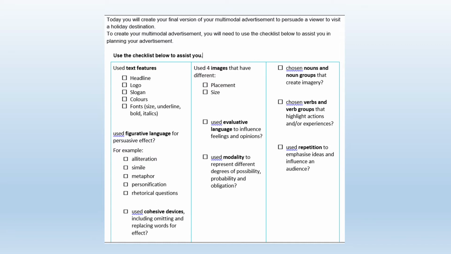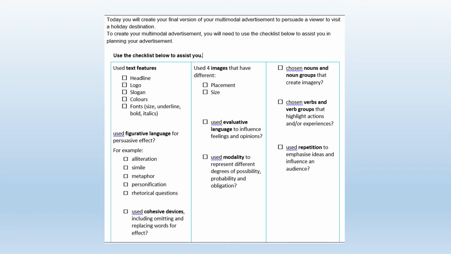Okay? Used evaluative language to influence feelings and opinions. So remember, you've got your target audience that you're designing your ad for. So think about what feelings or opinions do you want them to have after viewing your ad? What words can you include to make them feel that way?